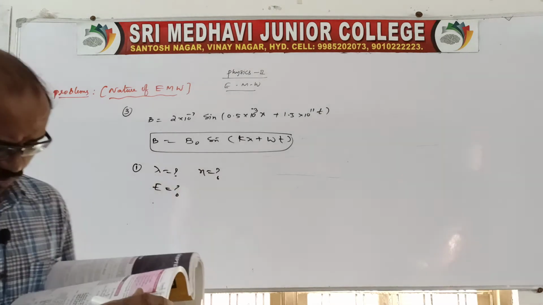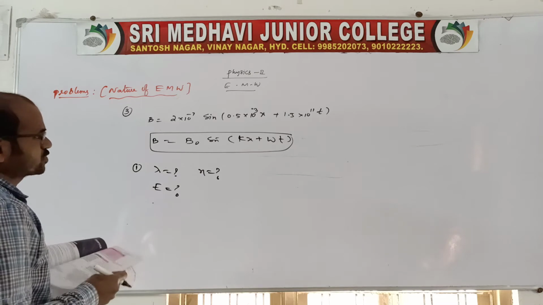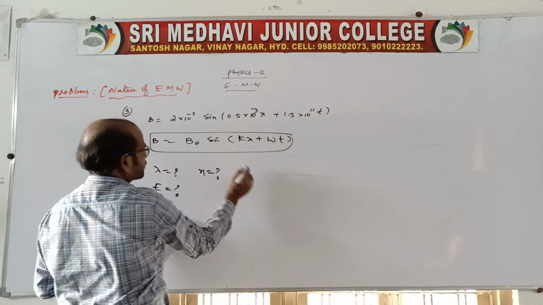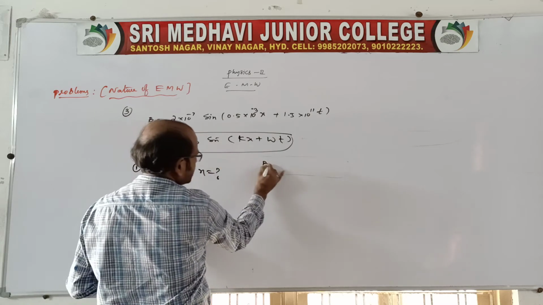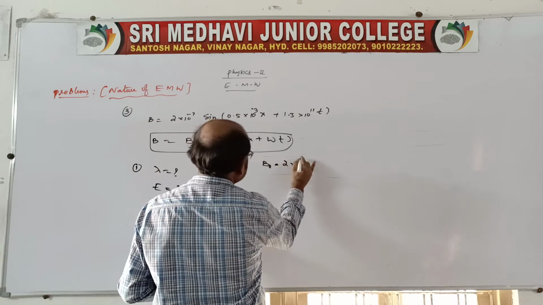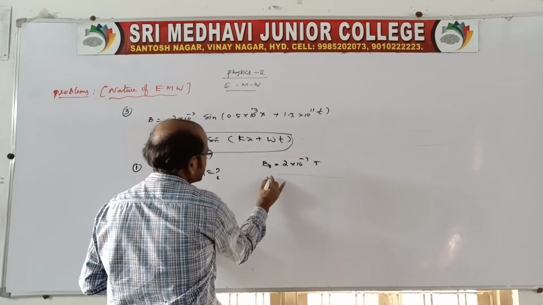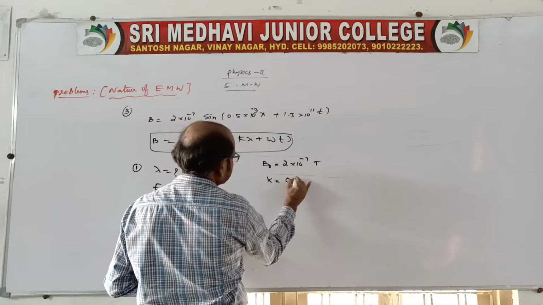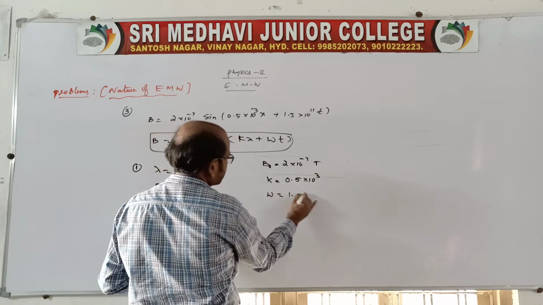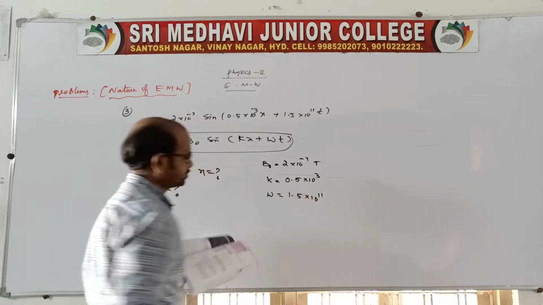Before that, let us compare with the standard expression. B naught is the maximum amplitude, 2 into 10 power minus 7 Tesla, K is 0.5 into 10 power 3, and omega is 1.5 into 10 power 11.